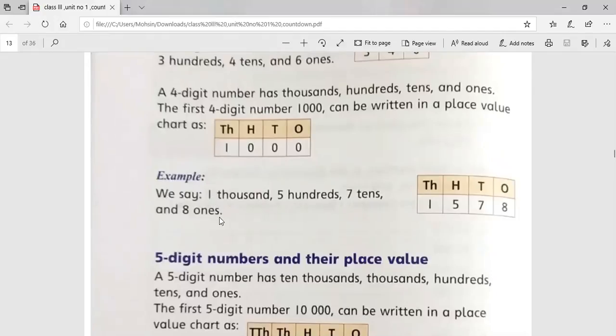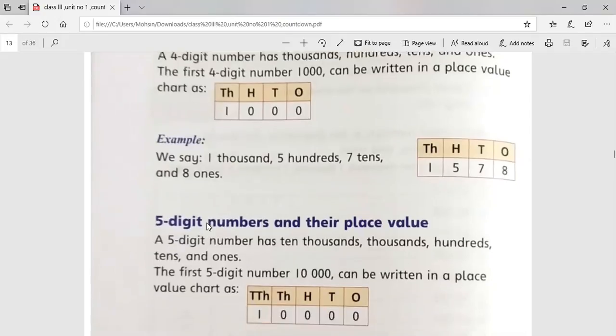Now the next example: we say 1 thousand, 5 hundreds, 7 tens, and 8 ones. This is an example to show how many ones, tens, hundreds, and thousands it has. So they write 1,000, then a comma, then 500, then a comma, then 7 tens. Then how many ones? 8 ones. So they write 8 ones.